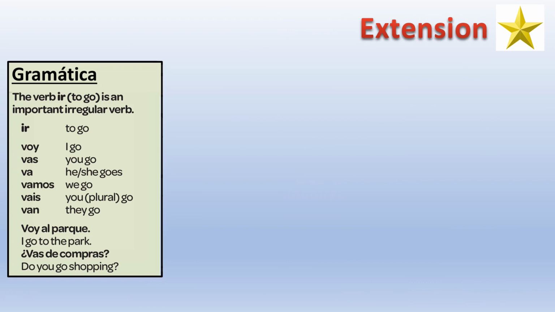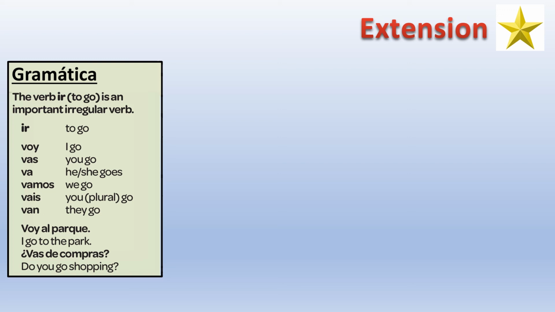Extensión! Now this part of the lesson is not obligatory, but if you've chosen to do Spanish GCSE, I really suggest you do it. The verb ir, to go, is an important irregular verb. We saw the conjugation voy, I go, a lot in the lesson, but we don't always want to talk about ourselves. Quite often, we want to make other people the subject of our sentences.